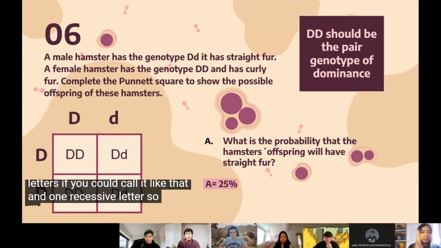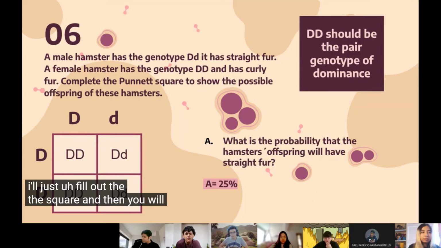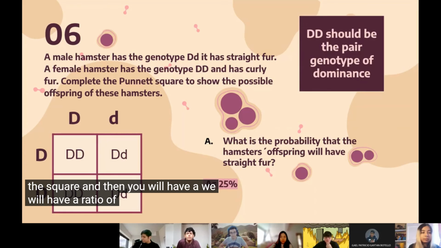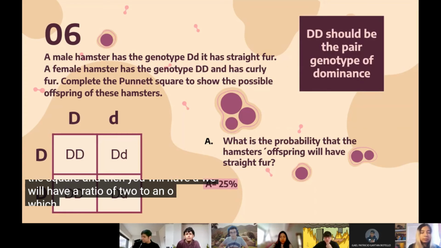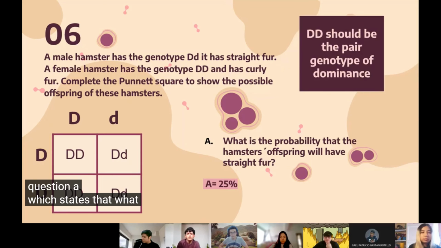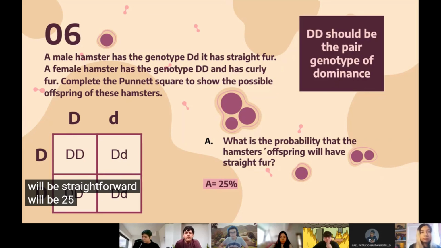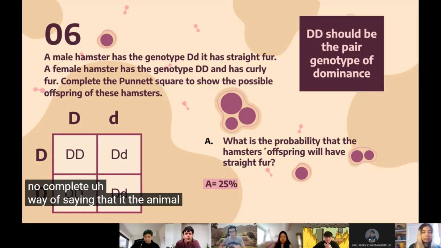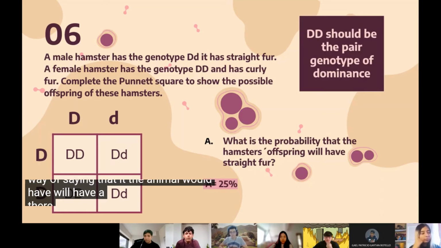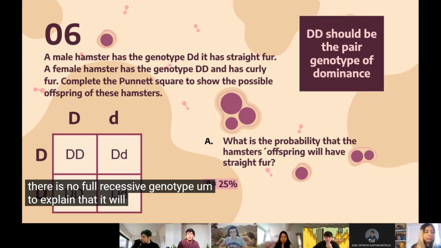So you just fill out the square, and then we will have a ratio of 3 to 1. In question A, which asks what is the probability that the hamster offspring will have straight fur, the answer is 25%, due to the fact that there is no full recessive genotype to explain that it will have straight fur.